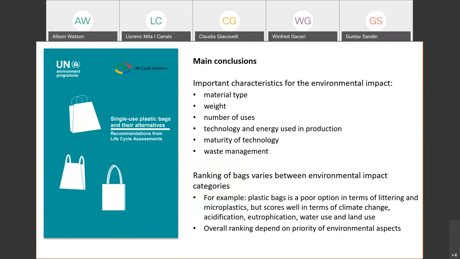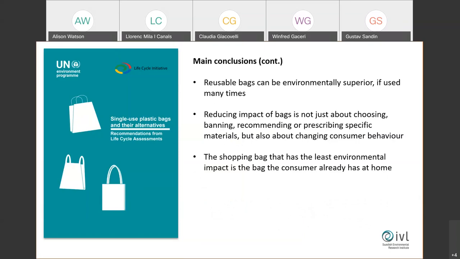We found that reusable bags can be environmentally superior to single-use bags if used many times. A cotton bag needs to be reused 50 to 150 times to have lower climate impact than single-use plastic bags. But thicker reusable plastic bags must be reused 5 to 20 times. But this is for climate impact. For other types of environmental indicators, the break-even point takes place at fewer or more numbers of uses. Also, it should be mentioned that cotton bags and thicker plastic bags may carry more goods, so they may not be functionally identical to single-use bags. This must also be considered.